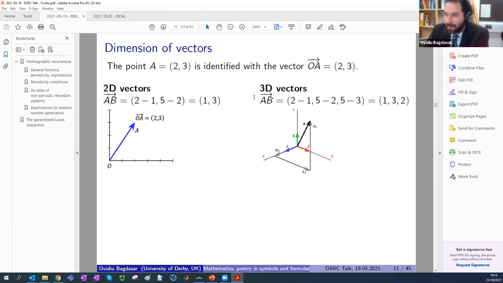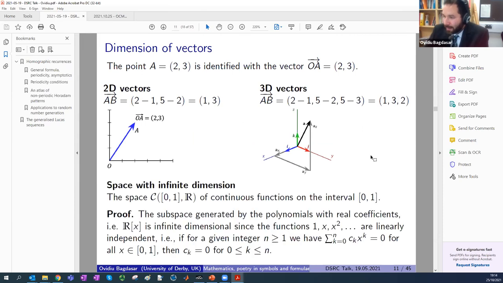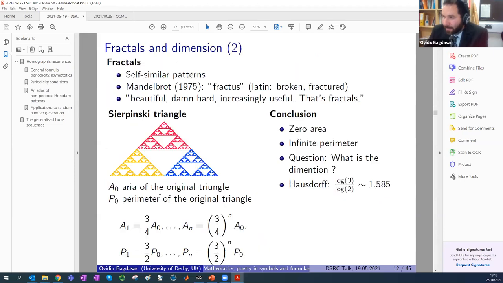It's easy to see that in mathematics, if you represent an object in 3D by a triplet of coordinates, then you can have as many coordinates as you like. So we can easily represent objects in n dimensions. We also have examples, the continuous functions from [0, 1] to the real numbers. We can easily show that this is an infinitely dimensional space.